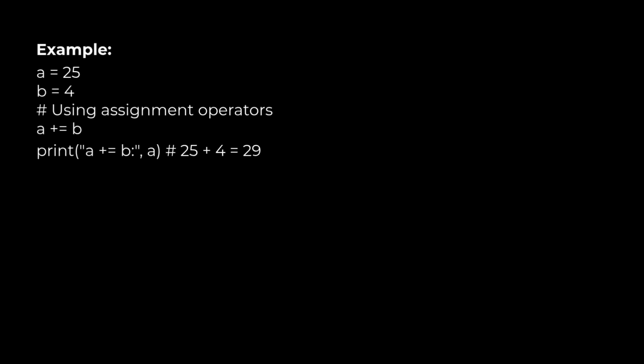A is equal to 25, initialize the value of A. B is equal to 4, initialize the value of B. Using assignment operators, A plus equal to B. Print A plus equal to B, that is 25 plus 4 is equal to 29. For subtraction, A minus equal to B. 29 minus 4 is equal to 25.